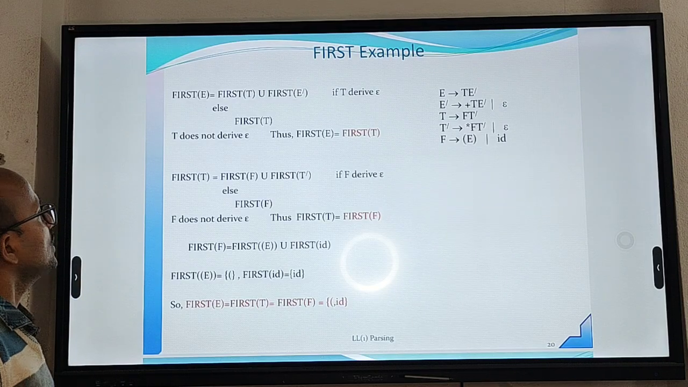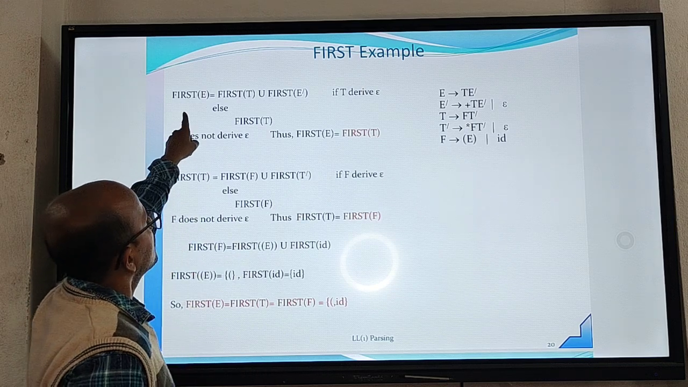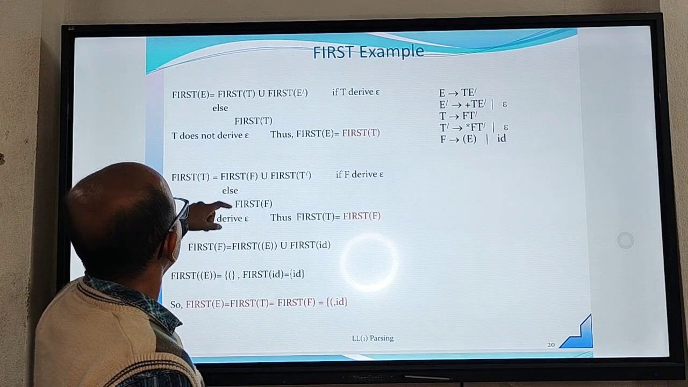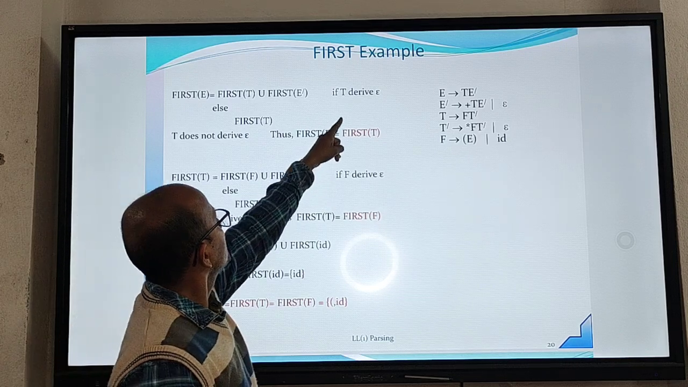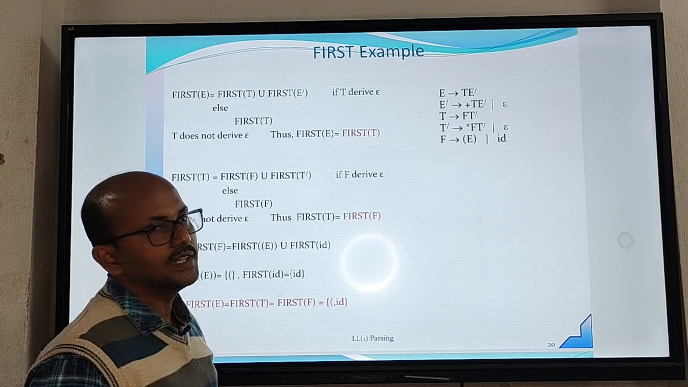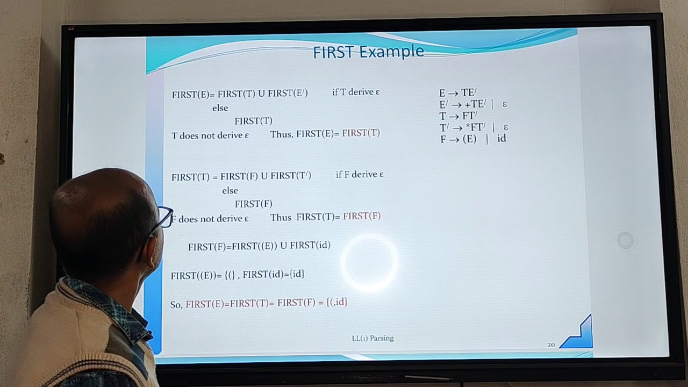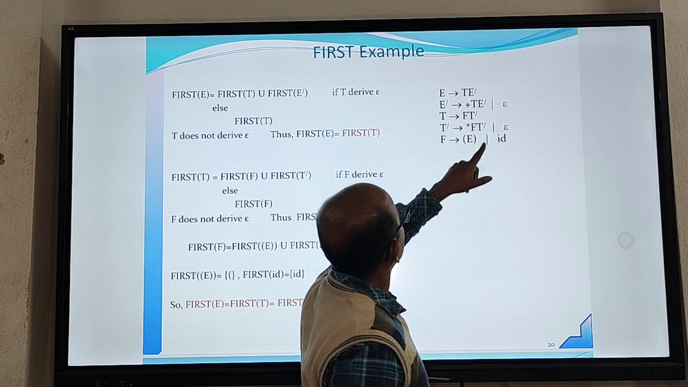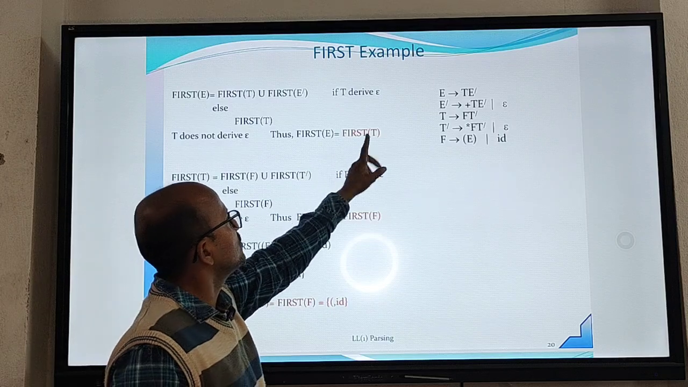If you want to calculate the first of T, so for the first production rule, E produces T E prime. So first of E, as per the rule, we have to calculate first of T union first of E prime if T derives epsilon; otherwise, if T does not derive epsilon, then the first of E is basically the first of T. Here T does not derive epsilon, we cannot see T deriving epsilon here. So the first of E is basically the first of T.